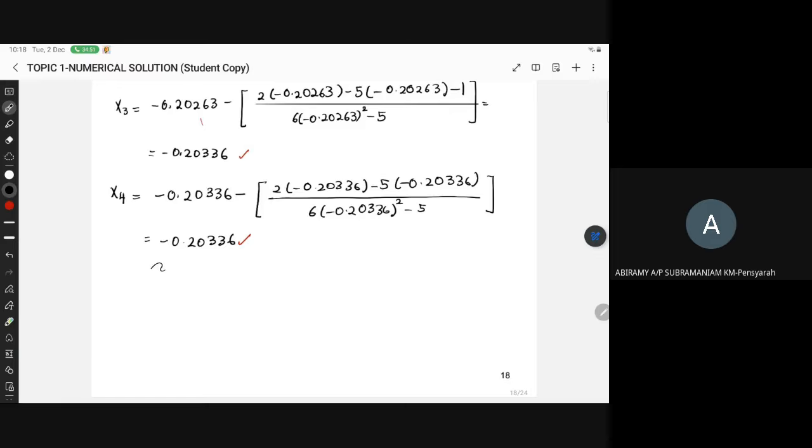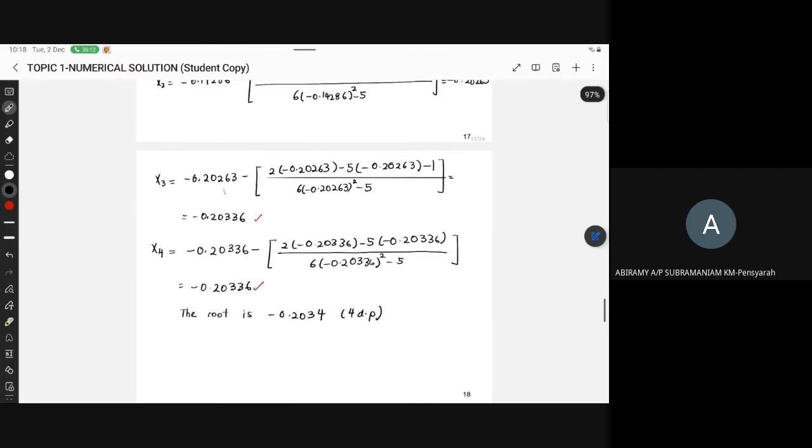Therefore, we can say the root is negative 0.203. I'm not going to write the answer to 5 decimal places. I'm going to write the answer to 4 decimal places because that's what the question asks. But the calculation should be in 5 decimal places.